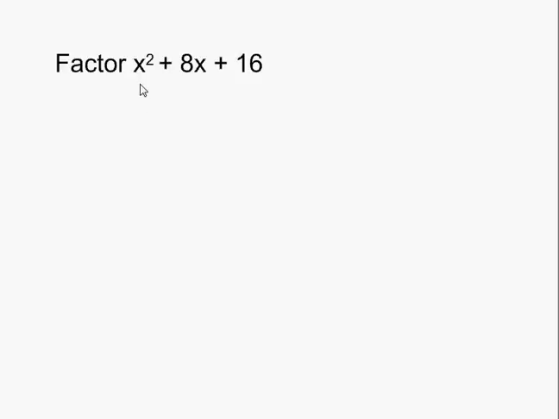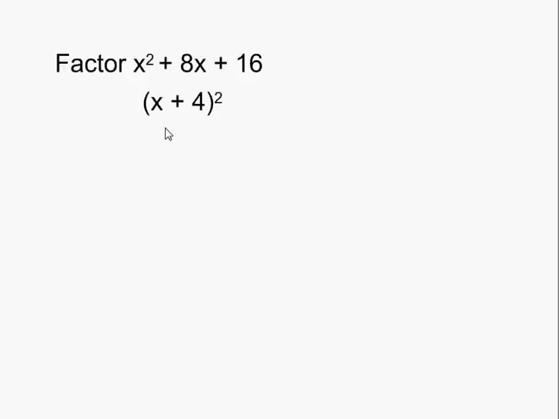We notice that it's a perfect square trinomial because we see that this number is a perfect square, 16. It's the number 4 squared. And this number is twice as big as that 4, right? So in other words, we can factor this trinomial as x plus 4 quantity squared.